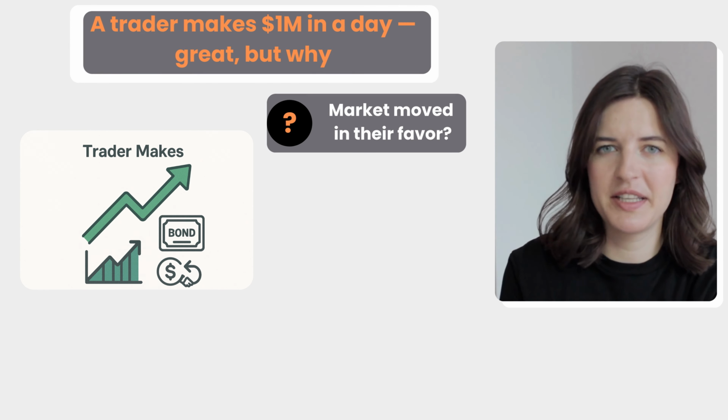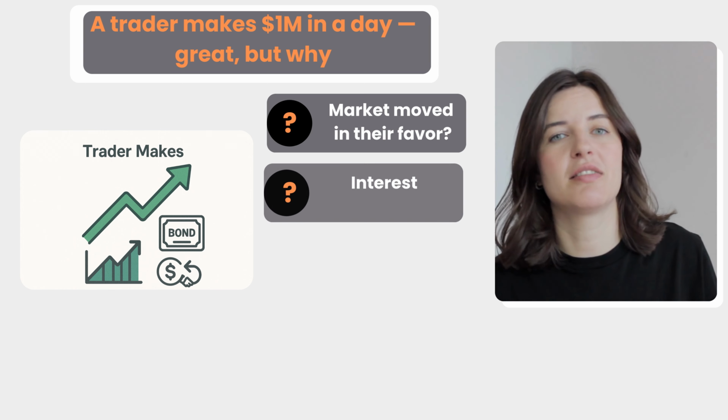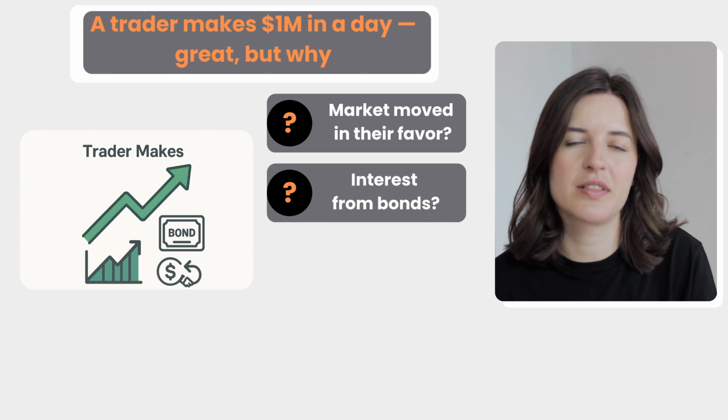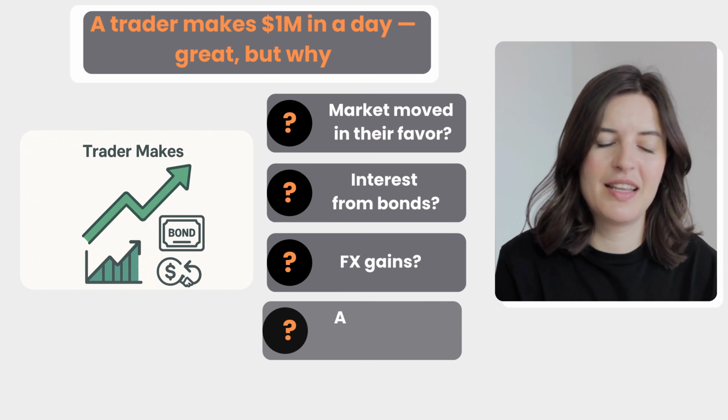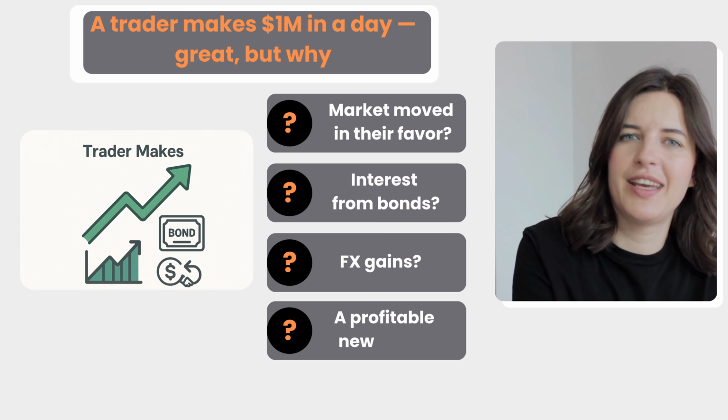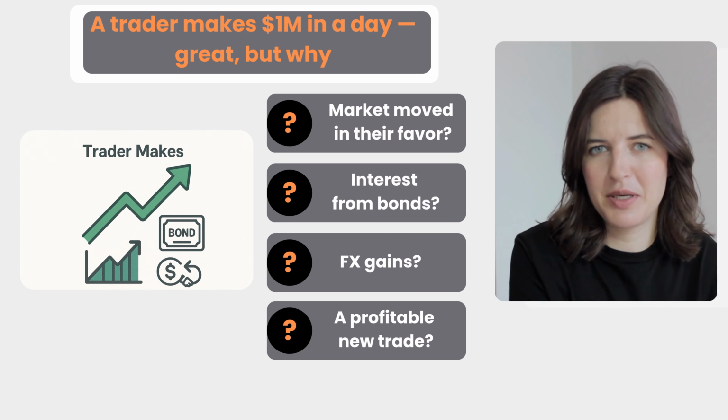Let's say a trader made $1 million a day. This is incredibly great news, but behind that, banks want to understand how this happened. Was it because of a market move in their favor, or maybe interest income from holding the bonds? Another reason could be an FX gain, or maybe there was literally a new trade that made them such a big profit.